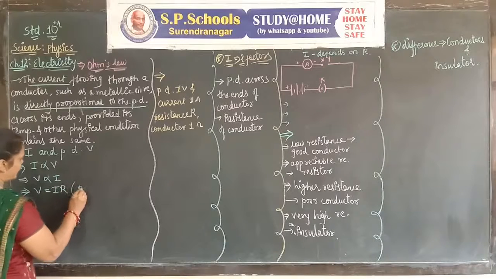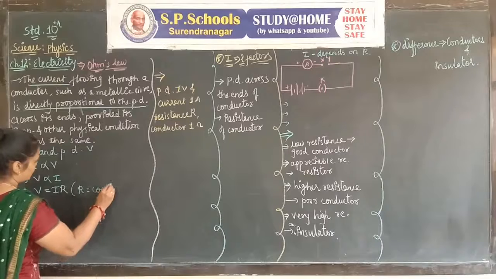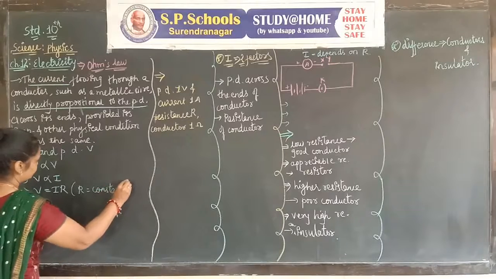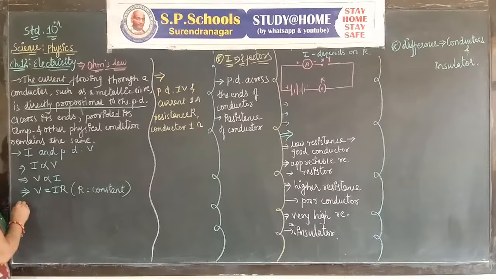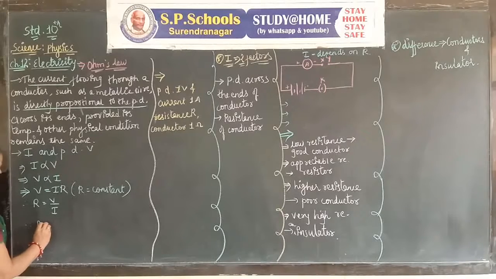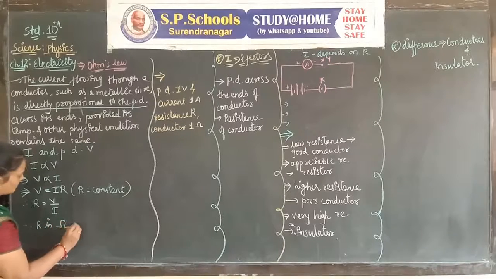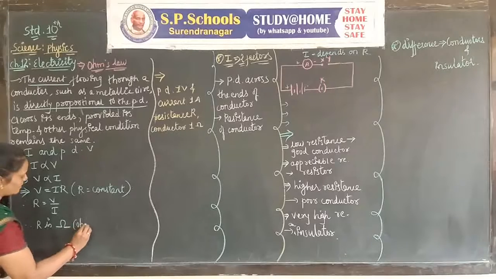Here R is the constant. So when we make R the subject, R is equal to V upon I. So R is the resistance for the electric current, and the SI unit of R is ohm, or you call it omega.